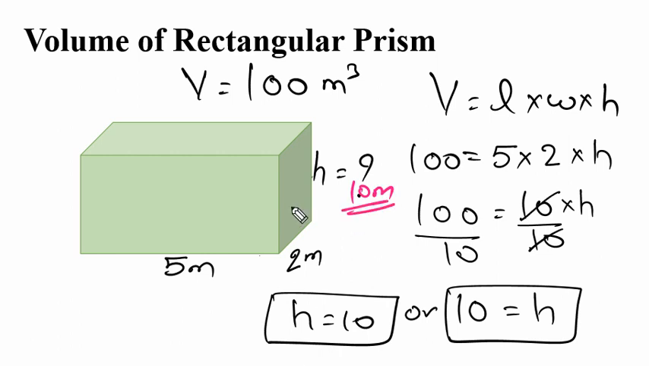That's it. That's how you will find the volume and the missing sides of a rectangular prism.